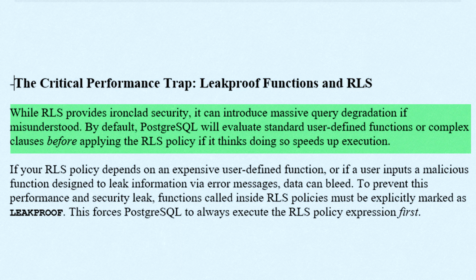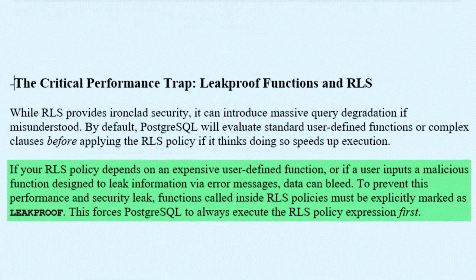If your RLS policy depends on an expensive user-defined function, or if a user inputs a malicious function designed to leak information via error messages, data can bleed. To prevent this performance and security leak, functions called inside RLS policies must be explicitly marked as leak proof. This forces PostgreSQL to always execute the RLS policy expression first.